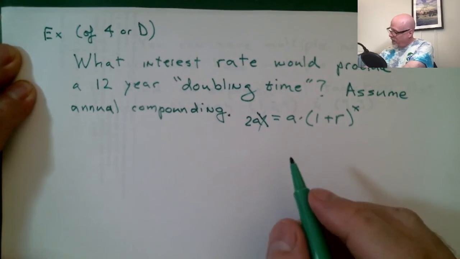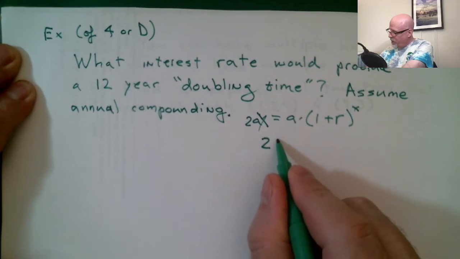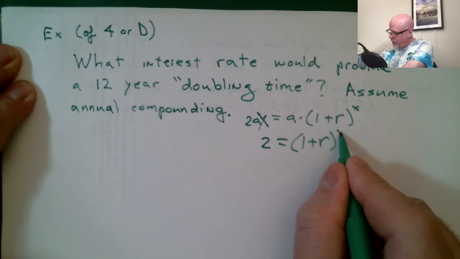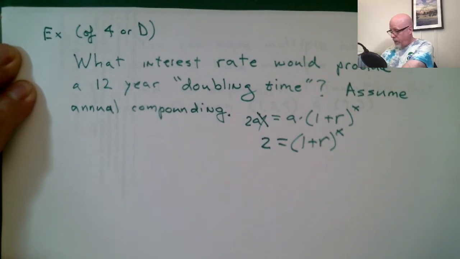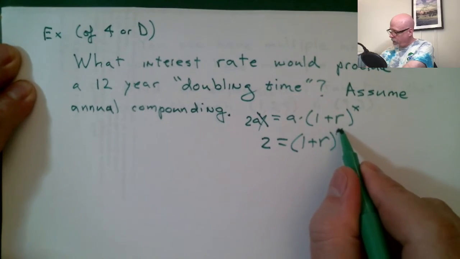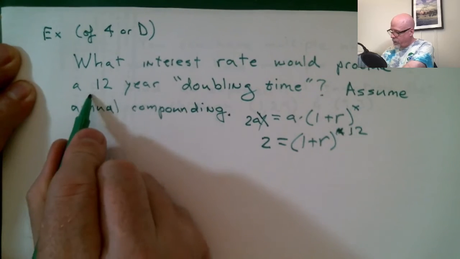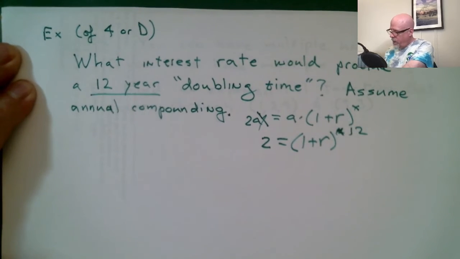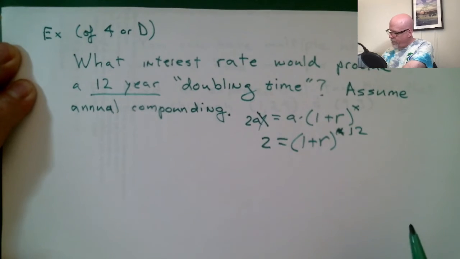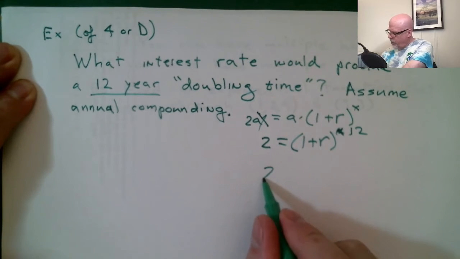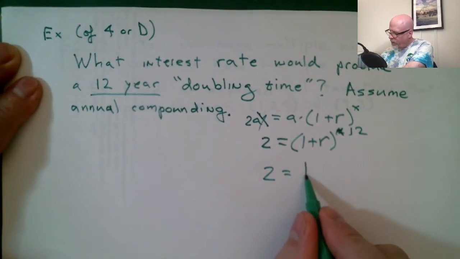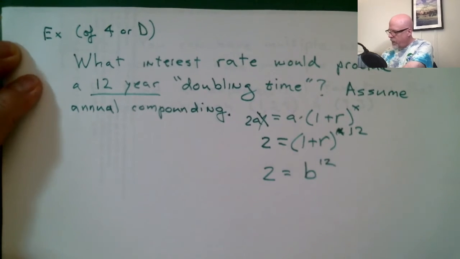2 is 1 plus the rate raised to the x power. Actually, we know what x is too. X is 12. Right? That's the 12 years that are in the problem. So what we need to figure out is 1 plus r. All right. 2 is this unknown thing, let's call it b for now, raised to the 12th power.